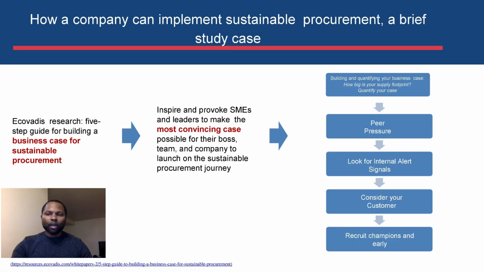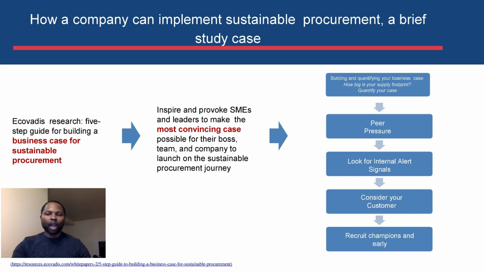So, how can a company implement sustainable procurement? A recently published white paper by EcoVadis shows how we can use a 5-step guide for building a business case for sustainable procurement. This guide is intended to inspire and provoke SMEs and leaders so that they can make the most convincing case possible for their team and the company at large, and to launch the sustainable procurement journey. So, the first point in the guide is building and quantifying your business case.